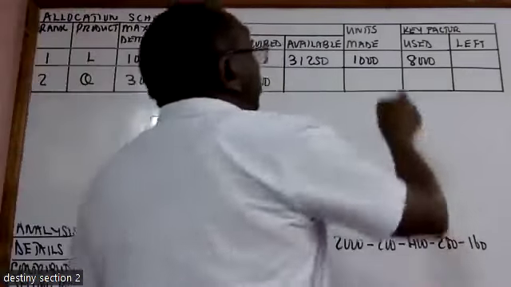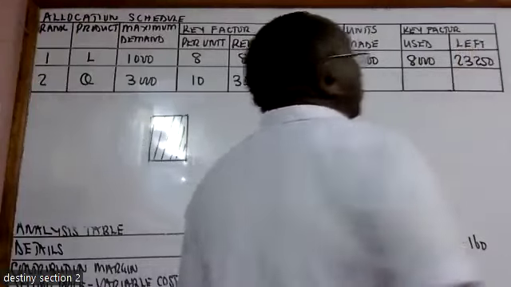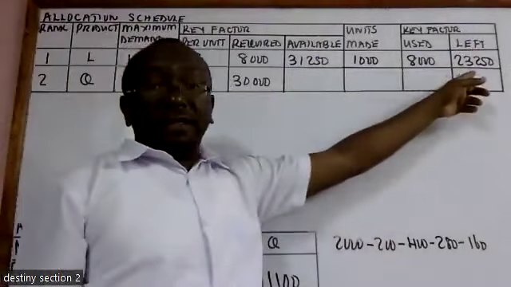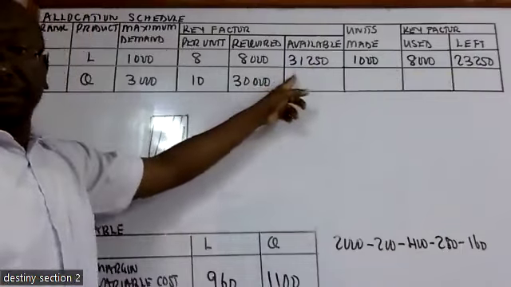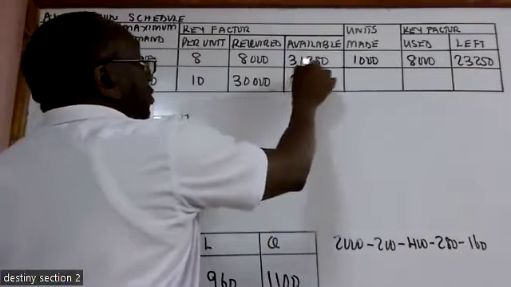$23,250. Good. 23,250. Now that which remains here in the past becomes available for the second one. Becomes available for the second one. 23,250.